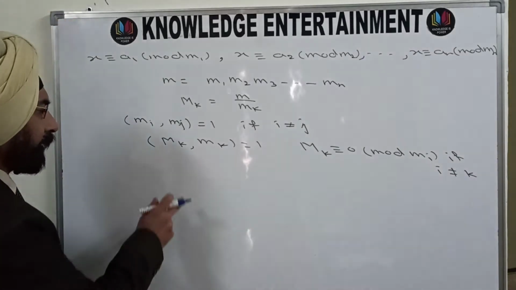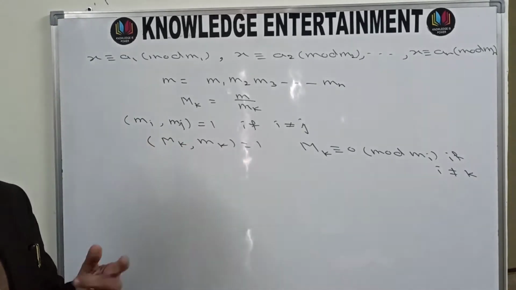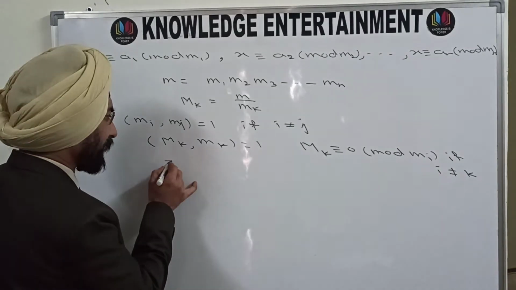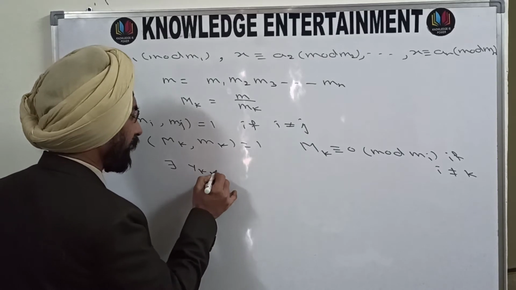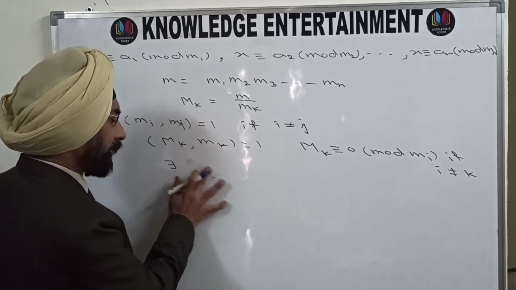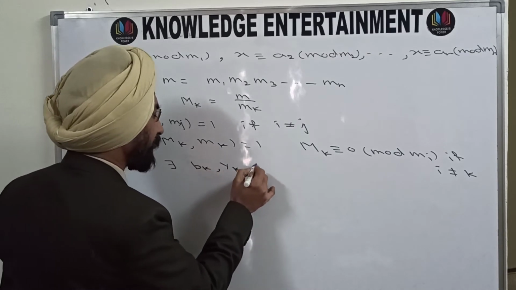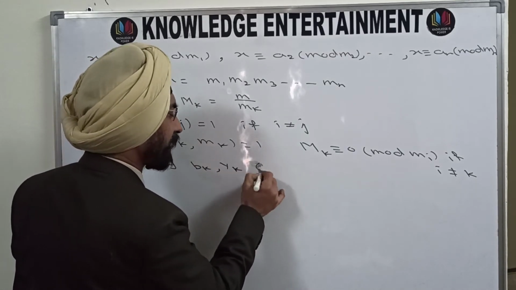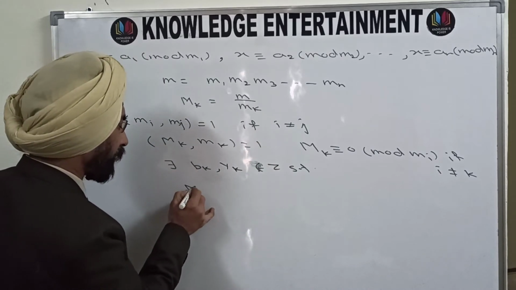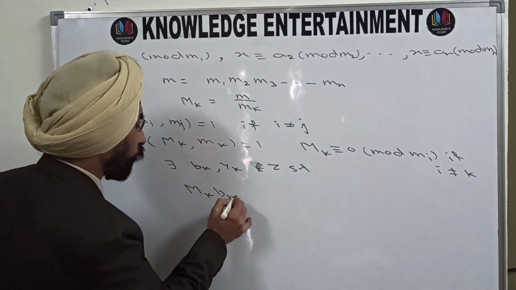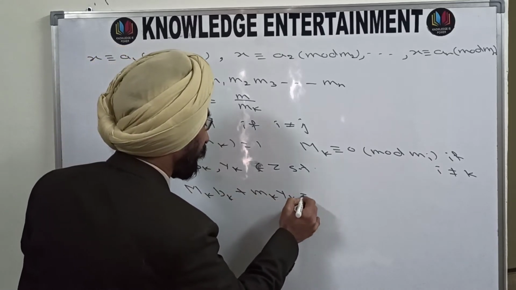These two are very clear. Another thing: since the GCD of Mk and small mk is 1, there definitely exist some integers, you can say bk and yk, first I am writing integers bk and yk, such that Mk bk plus small mk yk is equal to 1.